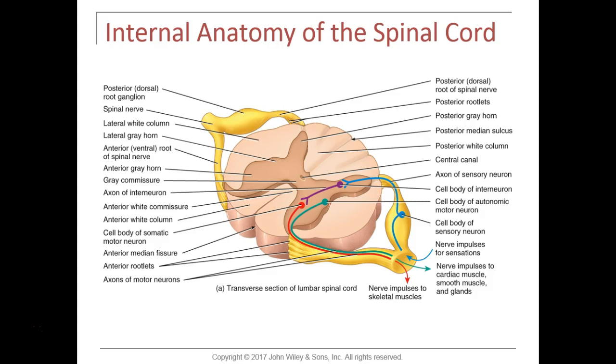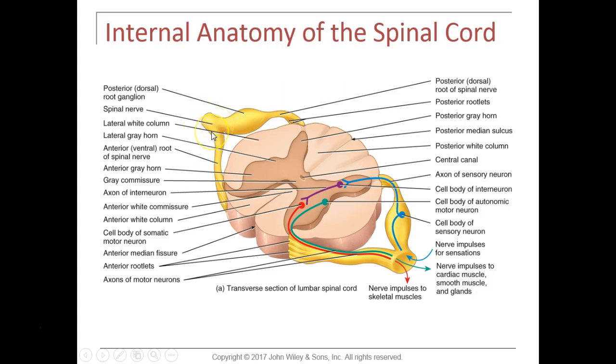So you have 7 cervical vertebrae, you have 12 thoracic, you have 5 lumbar, 5 fused sacral, and then you have the coccygeal area. So there are actually 8 pair of cervical nerves, because the first pair of cervical nerves come off just before C1.